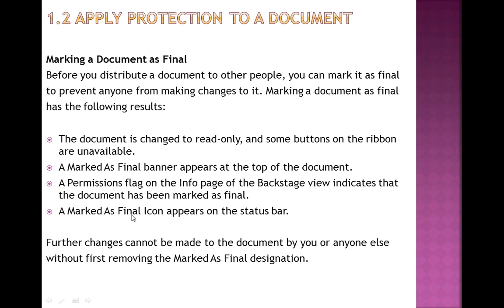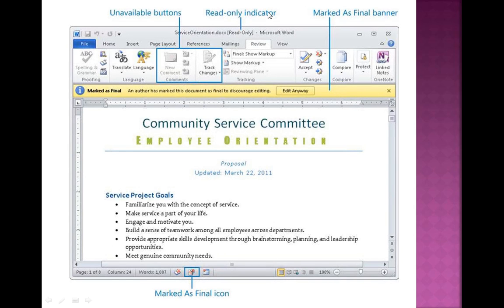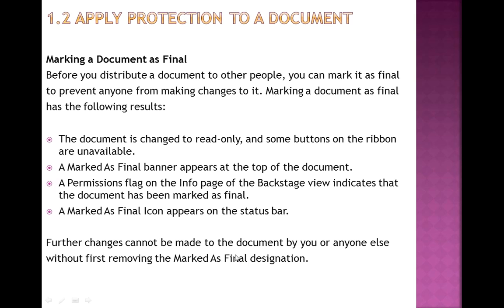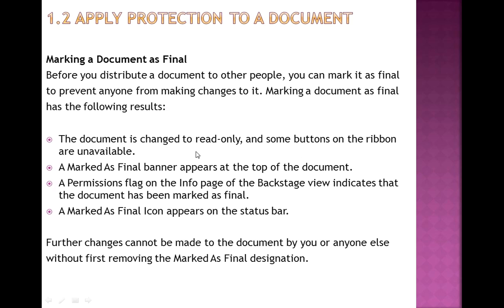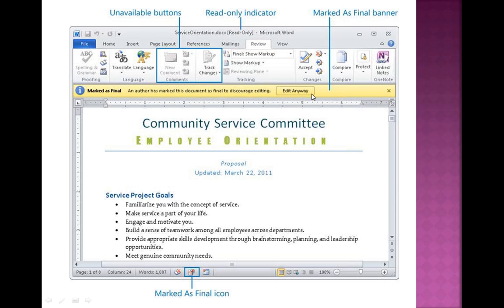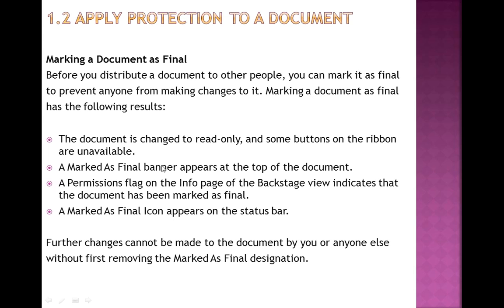The last slide said a marked as final banner appears at the top of the document. So this is the top of the document, the read-only indicator, and the marked as final banner. This is the marked as final banner, and this is the marked as final icon. So these are the four results which I discussed in the last slide. Read only. Unavailable buttons. This is the marked as final banner.